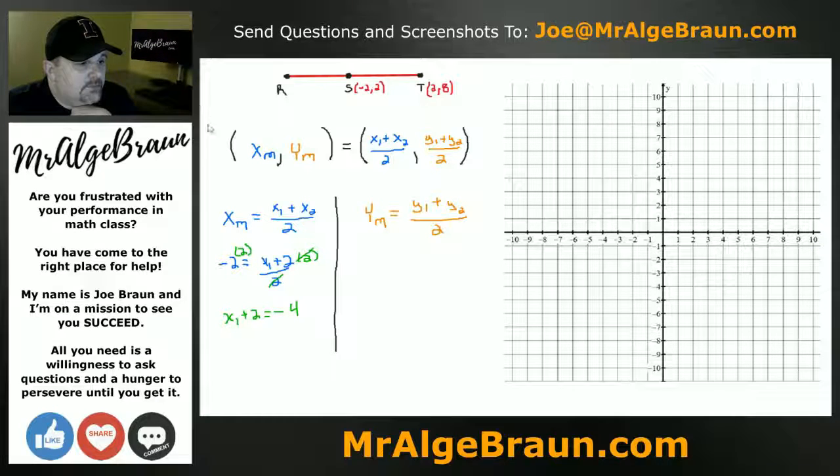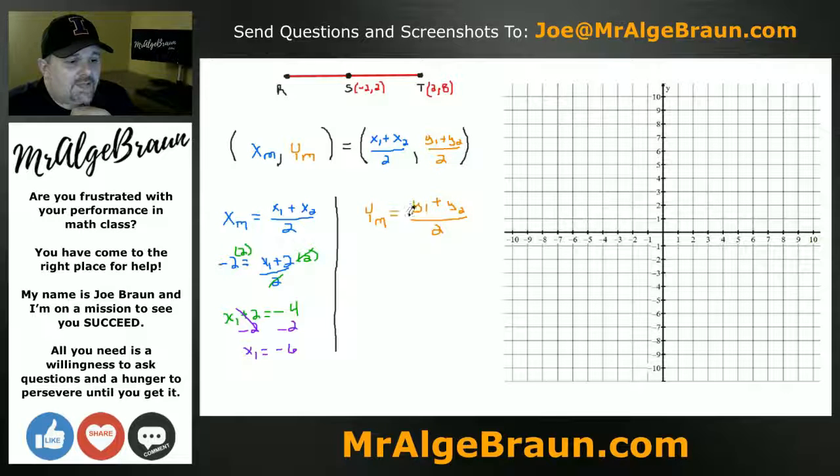Let me use purple. We're going to subtract 2. What we do to one side, we do to the other, and this cancels out. So x sub 1 is going to equal -4 minus 2, which is -6.